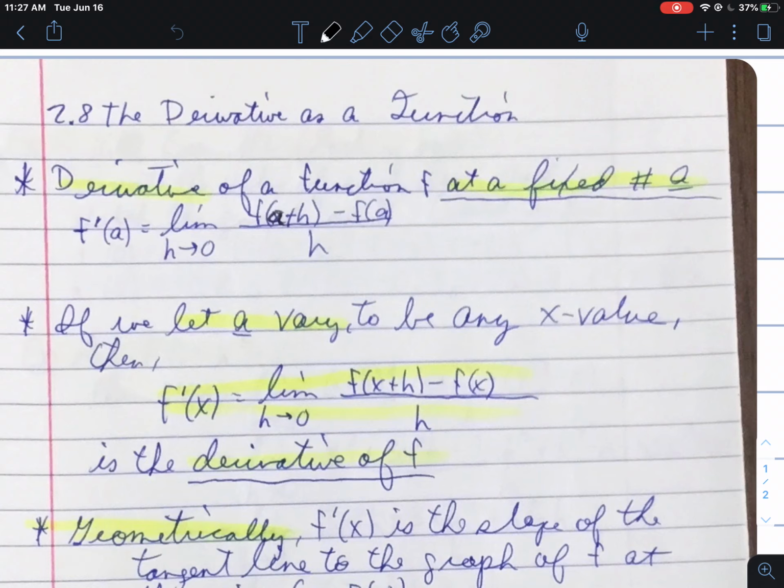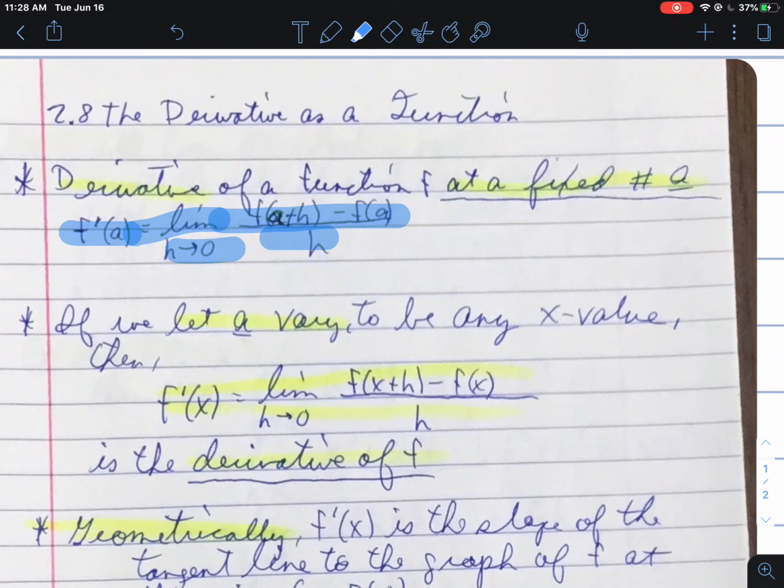All right, so in section 2.7, we talked about the derivative of a function f at a fixed number a. That's what we looked at in the previous section. So we had this definition for the derivative. We said f prime at a is equal to that limit as h approaches 0 of f of a plus h minus f of a over h. All we're going to do now is take the next step and broaden that to talk about the entire function.